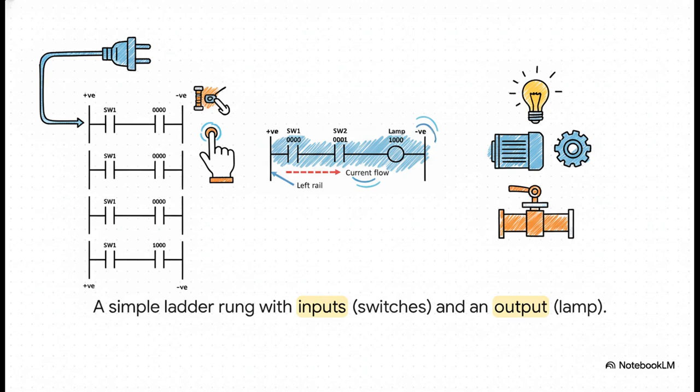So what are we looking at here? Well, the structure is brilliantly simple. You see those two vertical lines on the sides? Those are our power rails. And each horizontal line that connects them is called a rung. Think of it as one line of code or one instruction for the PLC. On each rung, you've got inputs, like these switches, which could be sensors or buttons out in the real world. And then you have outputs, like this lamp, which are the actions, turning on a motor, opening a valve, you name it. And the key thing to remember? The logic, the power, always flows from left to right.